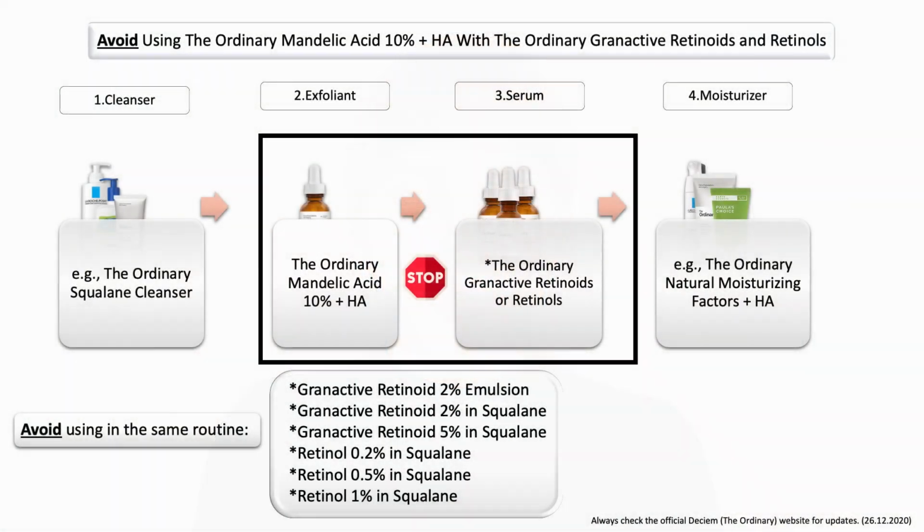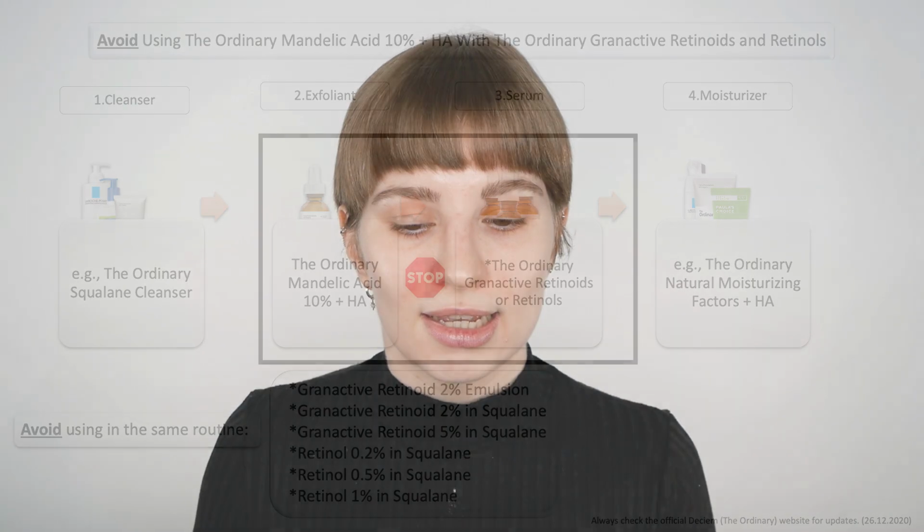Now, another combination that I recommend avoiding, this is also really important to know, especially when you're new to certain products from The Ordinary or from other brands in general, since you may not know how your skin is going to respond to it. Therefore, I recommend avoid using, for example, The Ordinary Granactive Retinoids or their Retinols in the same routine when using mandelic acid. Please do not do this combination. This can lead to skin irritation, especially if you're new to retinoids or retinols, which have also some side effects on their own. So therefore, in this situation, if you're new to them, I recommend avoiding this combination.